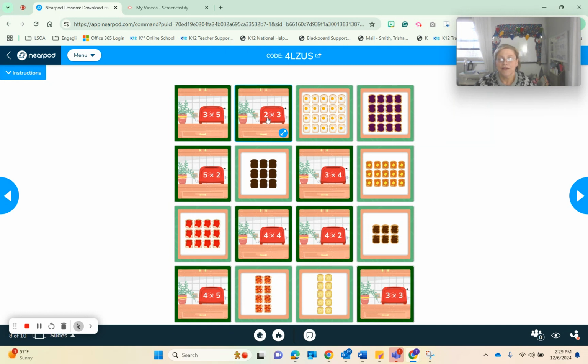2 times 3. So 2 times 3. So 2 rows, 3 columns. The first number is telling us the number of our rows. The second number is telling us the number of columns. Always remember that. First number tells us the number of our rows. The second number tells us the number of our columns. So click on the toaster and then click on the bread.